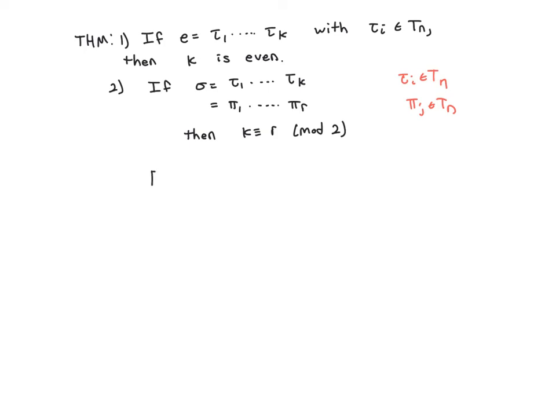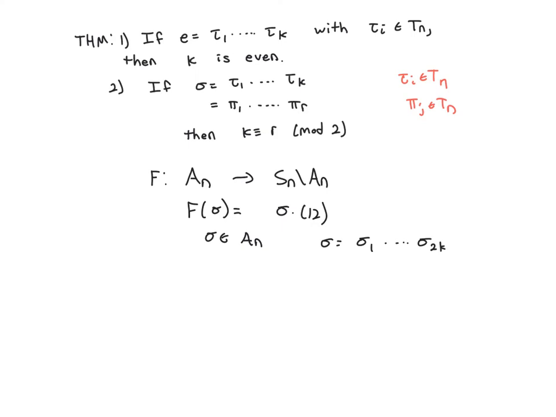Well, I can define a function, let's call it f, from AN to the complement of AN by taking f of sigma and just multiplying sigma by the transposition (1 2). So according to this theorem, because sigma is in AN, sigma must be able to be written as a product of an even number of transpositions. That means f of sigma is a product of an odd number of transpositions, because I tacked one on. More importantly, based on this theorem, any factorization of f of sigma must also be odd in length. Therefore, f of sigma is in fact not an element in AN. So this codomain is correct.